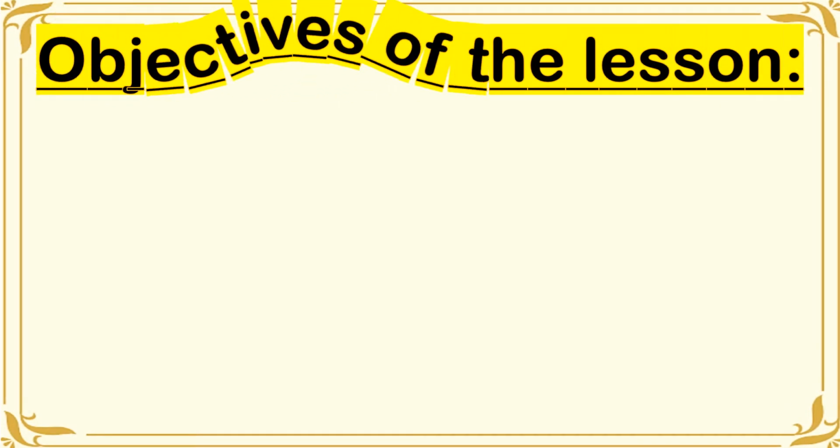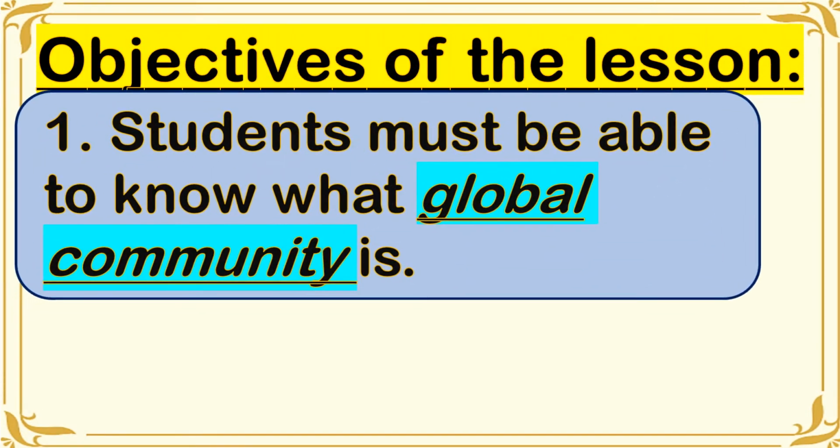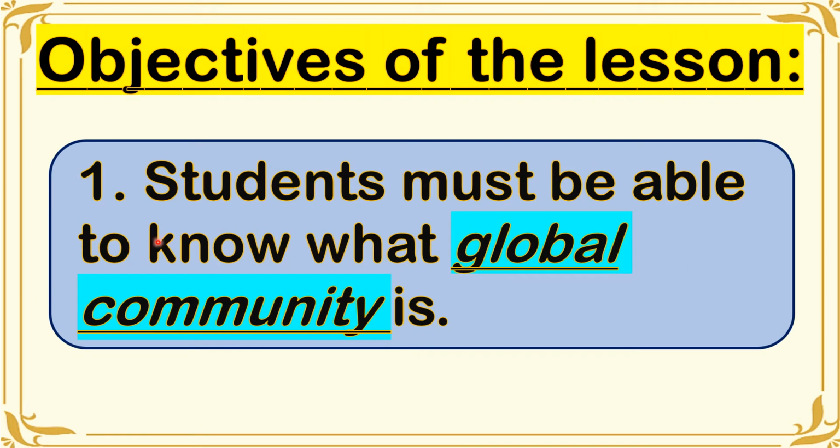Thus, what are the objectives of our lesson for today? So students must be able to know what a global community is. So at the end of the lesson, or at the end of our online discussion, I expect that most of you already understand what a global community is.